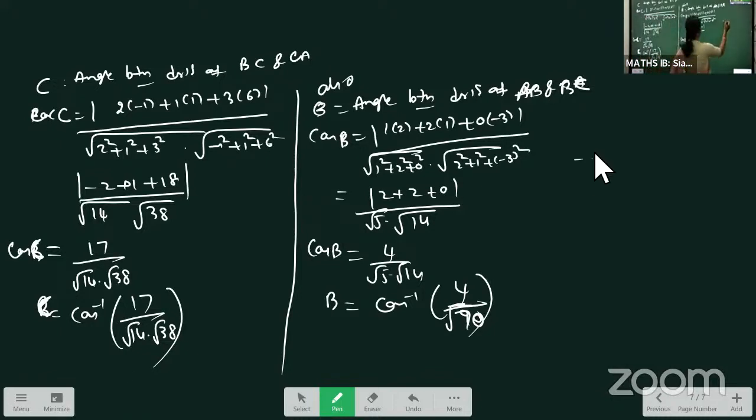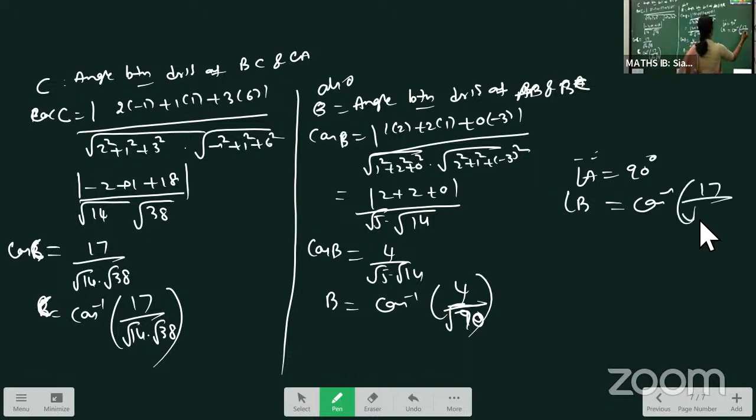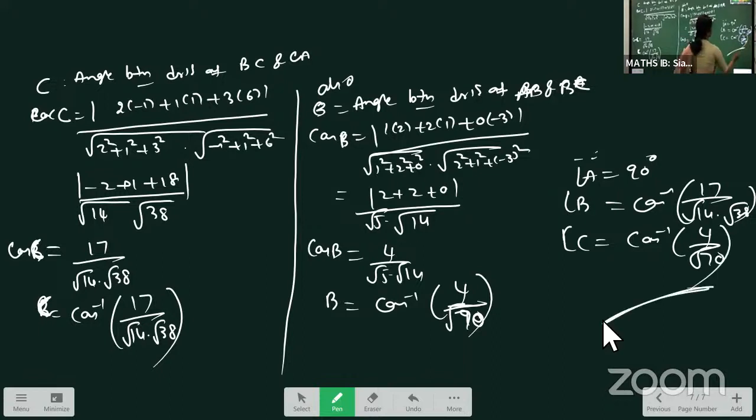Therefore, final conclusion: angle A is 90 degrees, we got. Angle B is cos inverse of 17 by root 14 into root 38, we got. And angle C is cos inverse of 4 by under root of 70, we got. A simple question it is. Many times this question has come for 7 marks. You can practice this way.